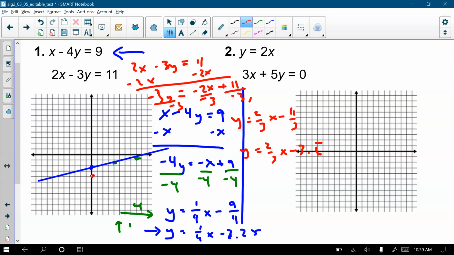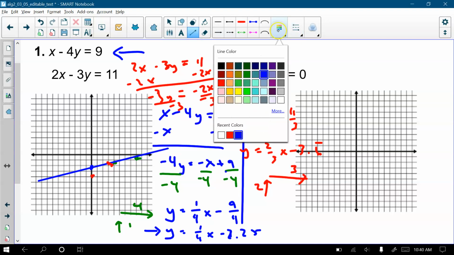And then I have to go up 2 and over 3. Up 2, over 3, from my red point. So up 1, 2, over 1, 2, 3. So somewhere around right here. And if I keep doing that, I'll be able to get points, but I only need 2 points to make a line, so let's just make the line. Mr. Lake can just make the line and move on.